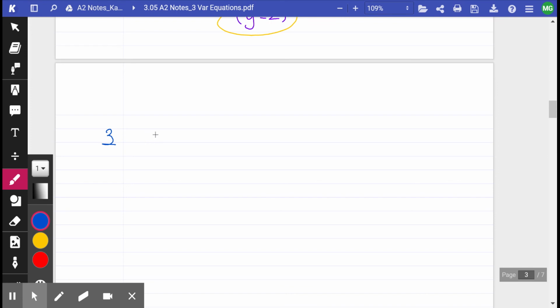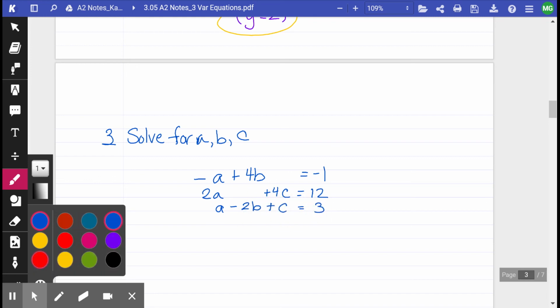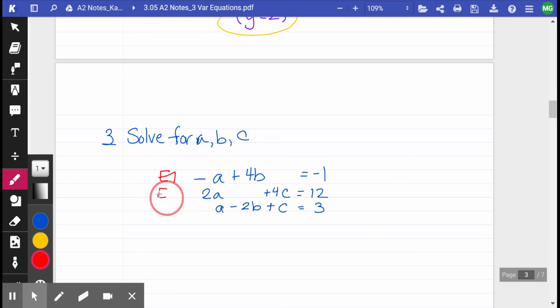All right, and we'll do one more. This one I put A, B, and C in here. Solve for A, B, and C. Negative A plus 4B equals negative 1. 2A plus 4C, and I'm spacing them out so the A's, B's, and C's are lined up. And then A minus 2B plus C equals 3. Let's call this equation 1, equation 2, and equation 3.